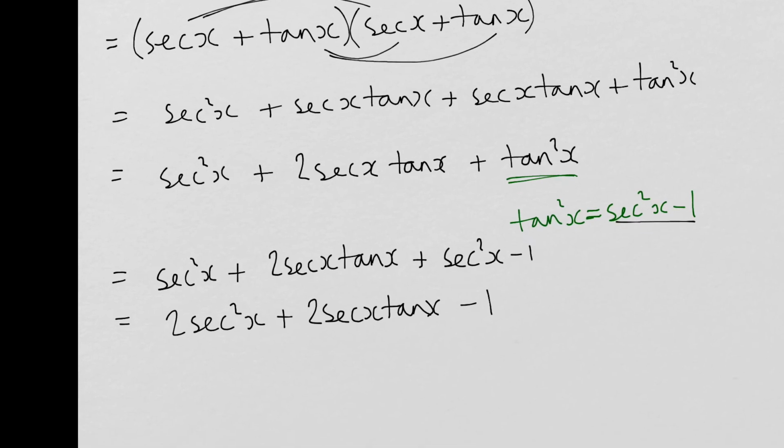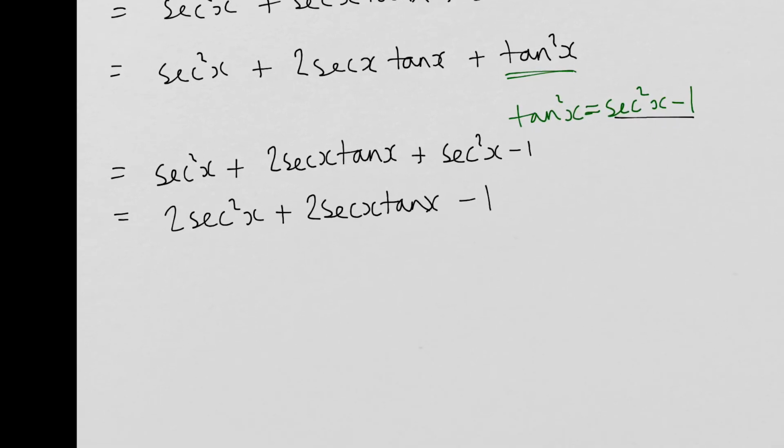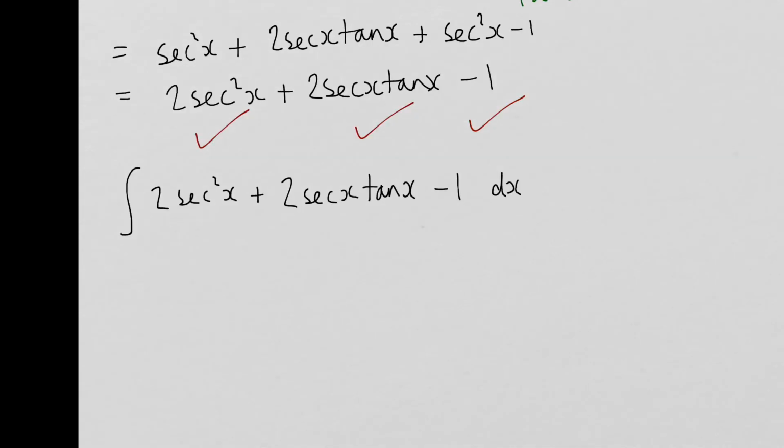So from your formula booklet, you'll see that you can integrate sec squared x. So you can sort of give that a tick. I'm able to integrate that. You can also integrate sec x tan x. Okay, that's absolutely fine. We've got that there, and we know that we can integrate minus 1. Using your formula booklet then, sec squared x when integrated becomes tan of x. I have a coefficient of 2 there, so I'm going to make sure I put that coefficient back there.